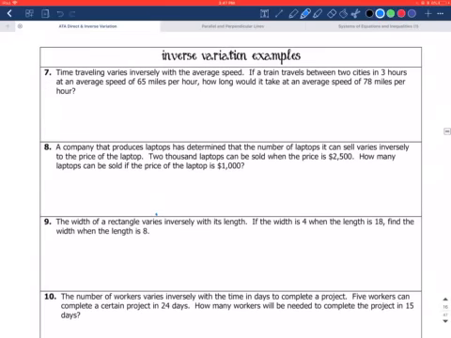Inverse variation. So this will be as one variable increases, the other decreases. And we have our typical inverse variation example here with time, and it varies inversely with speed. So time traveling varies inversely. When I saw time traveling, I'm like, what in the world? Time traveling? I thought this was relevant examples. No. So time varies inversely with the average speed.